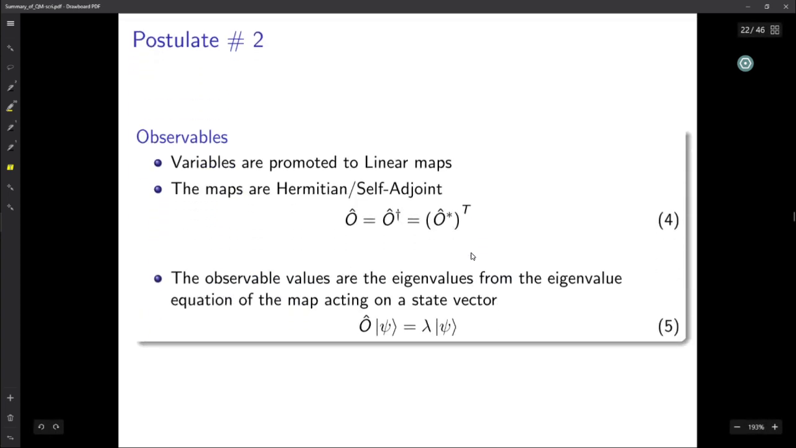Now, the second postulate has something to do with things that are called observables. These observables are basically linear maps. In quantum mechanics, there's a process that's often discussed called quantization: first quantization, second quantization, and so on. Quantization is essentially promoting your variables to operators. So if you want to extract, let's say, information about momentum from a particular state vector, you act on the state vector with the corresponding momentum operator, and then you get information about it. The first thing you should know is that these operators are self-adjoint or Hermitian, which is to say they are equal to their own adjoints. And the adjoint, or the dagger that's given here, basically means complex conjugation and transpose.